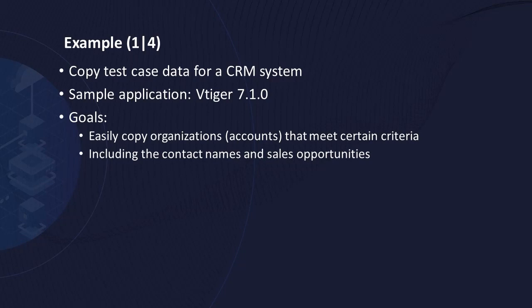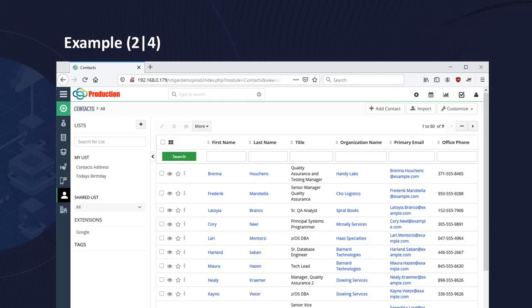To test this, you might say, I need an organization that has at least 200 contacts attached to it, and for my test, I need all those contacts and sales opportunities that are related to those contacts. Here's a peek at what vTiger looks like. The browser-based front end allows you to browse the organizations that you're doing business with and the contacts that are related to these organizations, and of course a lot of other things.